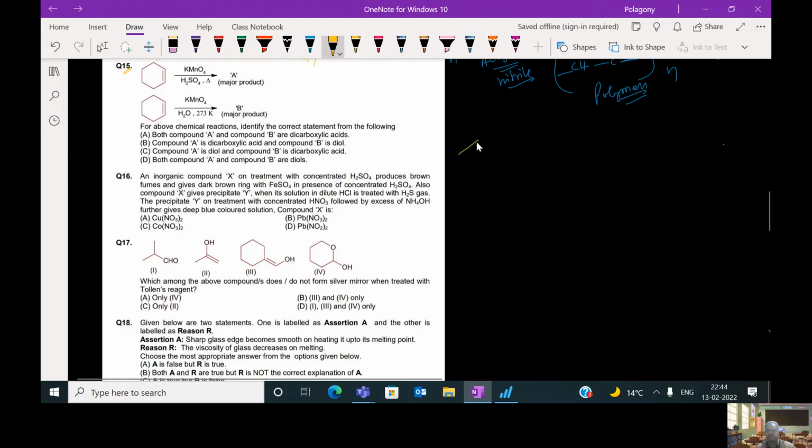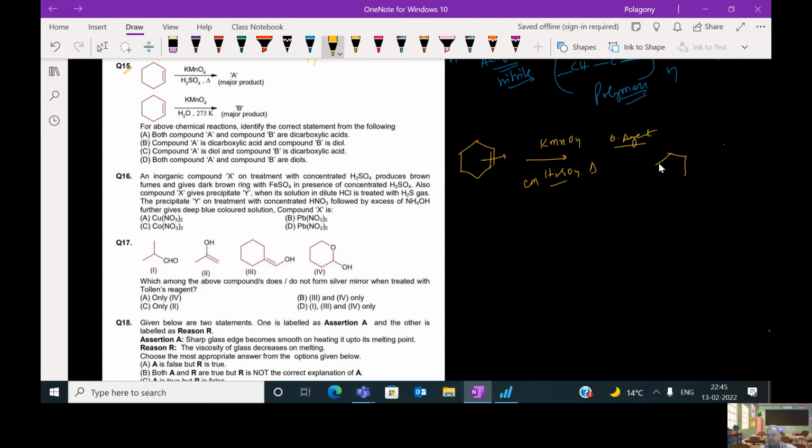Here a cyclic alkene is given, with a double bond, an unsaturated compound. It is treated with KMnO4 and H2SO4 upon heating. KMnO4 is the oxidizing agent, and H2SO4 can increase the oxidizing property vigorously in the presence of concentrated sulfuric acid. So when we use concentrated sulfuric acid with the oxidizing agent KMnO4, the reaction is vigorous, and breaking of this bond takes place.